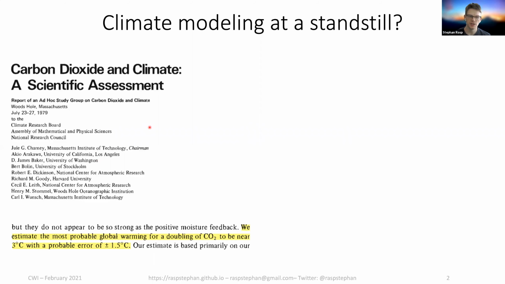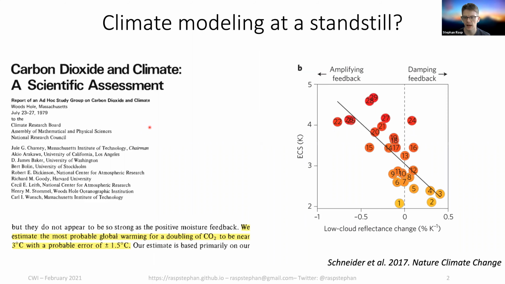Let's fast forward to now. And so let's look at what current climate models say about this. So each of these dots is a state-of-the-art climate model. And on the y-axis, we can see this quantity, the amount of warming you get in response to a doubling of CO2, the equilibrium climate sensitivity. And you can see that it ranges from around 2 degrees to almost up to 5 degrees. So we still have this around 3-degree error uncertainty span.